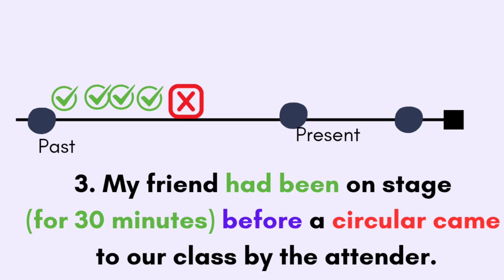Look at the diagram. My friend had been on stage for 30 minutes, like tick marks. I have put tick marks and the red color mark, right? A circular, that is the circular. Circular came after the continuous action. We will see one more example.